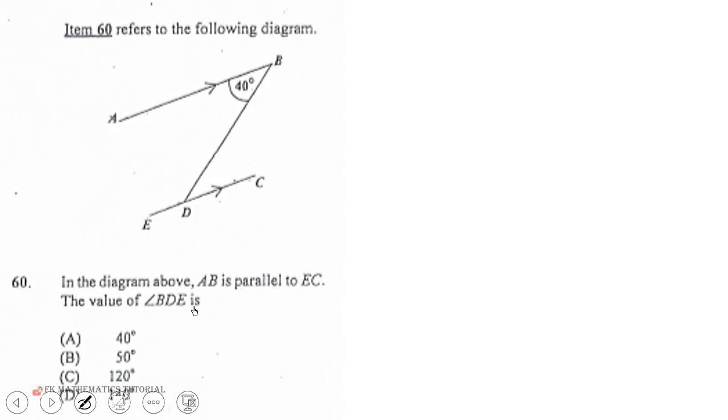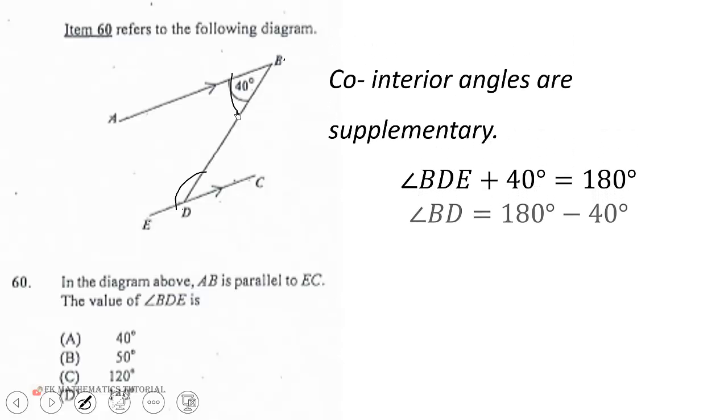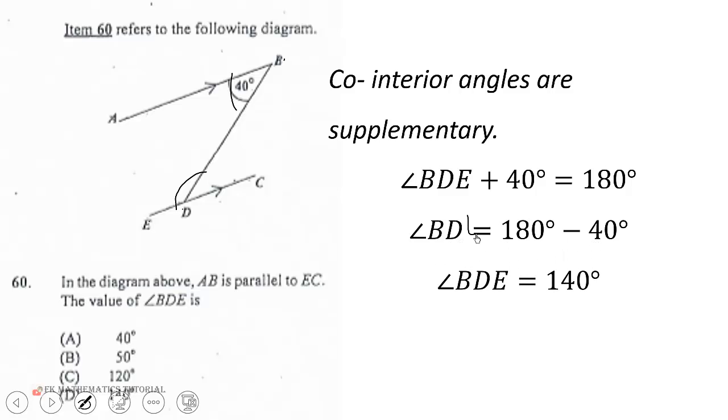And finally, we have item 60. It refers to the following diagram. In the diagram above, AB is parallel to EC. The value of angle BDE is. So angle BDE, this angle here, is co-interior to this angle. So when we add the two, we should get 180. Therefore, angle BDE is equal to 140 degrees. Option D.